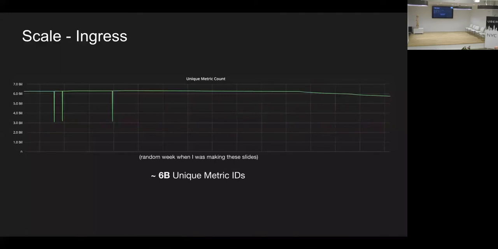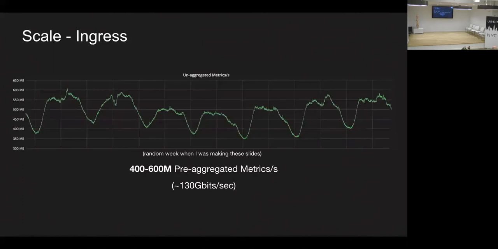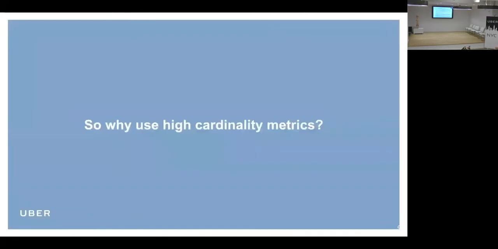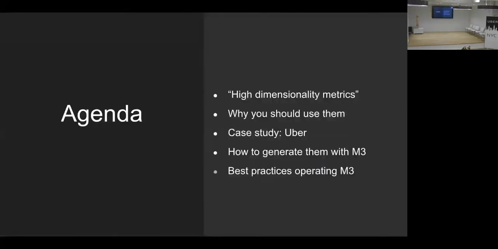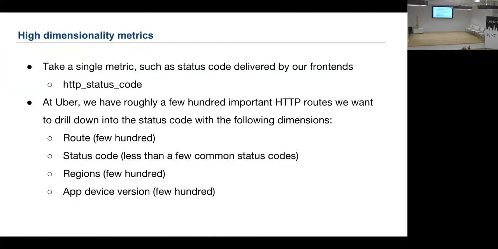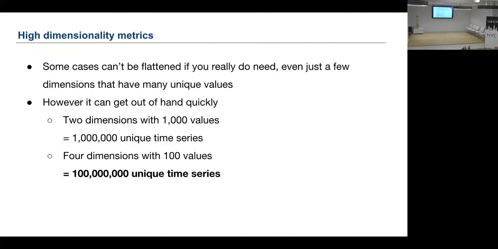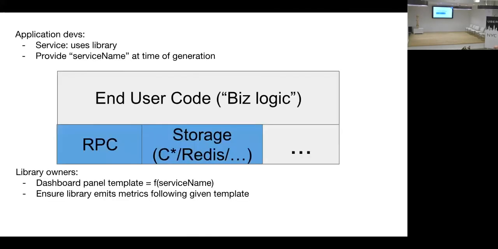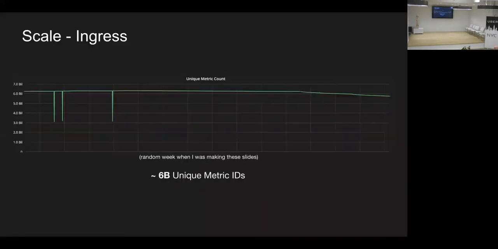And we have about 6 billion unique metric IDs. When I say metric IDs, this is really the time series. If we go all the way back to what I was talking about with this one status code metric, that's just one metric, but it might explode to 100 million time series. So that 6.6 billion number is not the number of metrics, it's the number of time series we store.